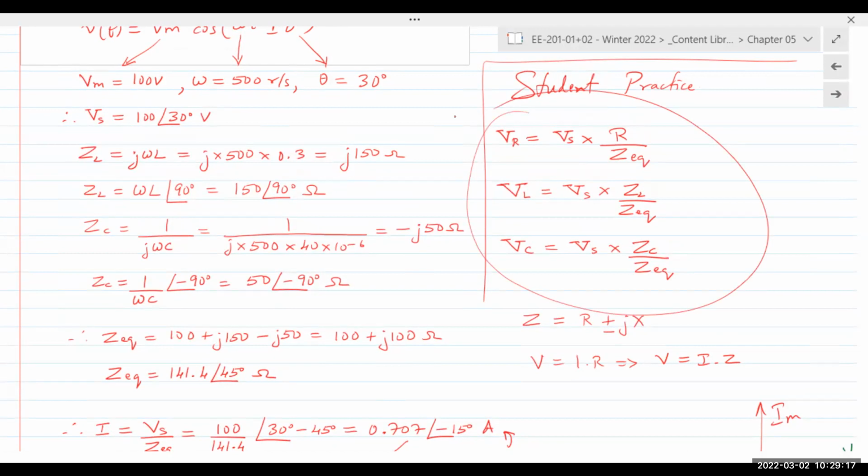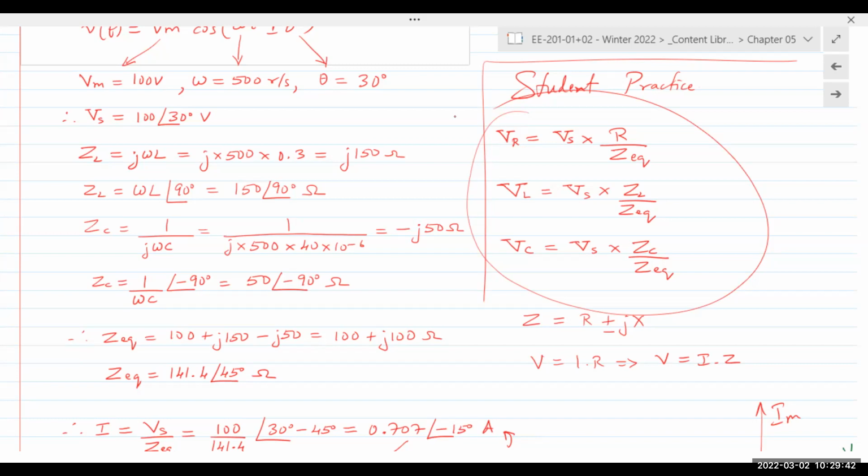So for AC, it works the same way. A fraction of Vs appears across each impedance. So it becomes Vs times R over ZEQ, Vs times ZL over ZEQ, and Vs times ZC over ZEQ. Plug in all of these values. You already have all three of these values. So practice this on your calculator, right?